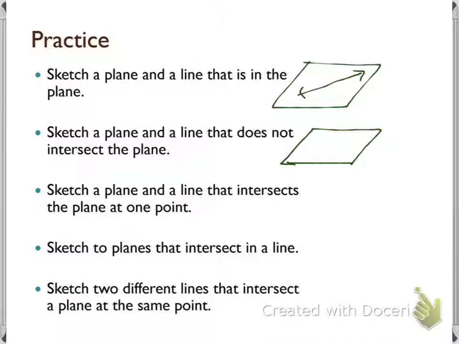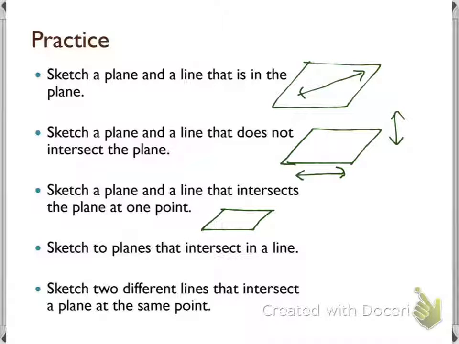So we want to think of a line that wouldn't be on it. So maybe it looks like that. Could be out here. Could just draw something out there floating through space. Sketch a plane and a line that intersects the plane at one point.